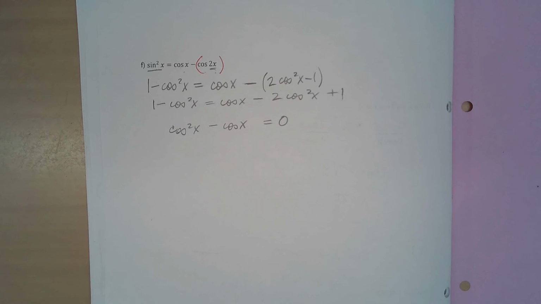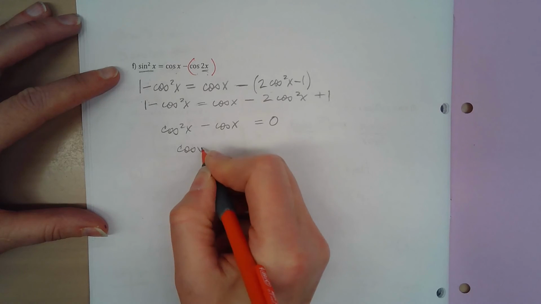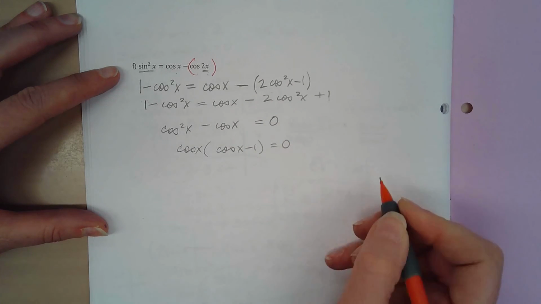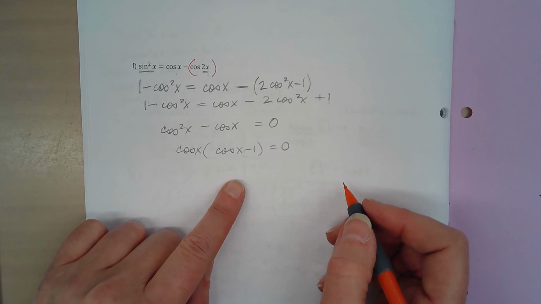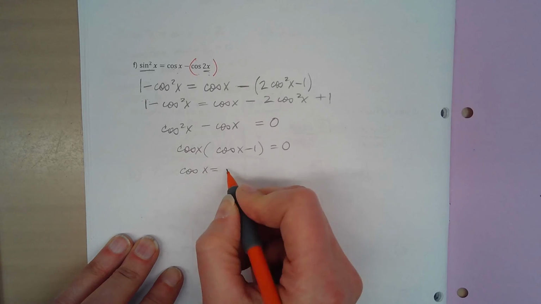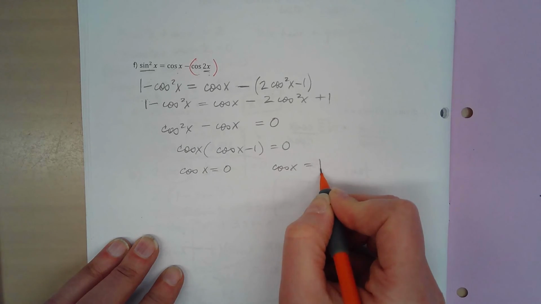So how do we factor this one, Rahel? I heard you say yes, we can. Yeah, common factor of cos, right? So I'll factor the cos out. Okay, so I have my 2 factors. I'm going to use my zero product rule. Cos of x equals 0. Cos of x equals 1.